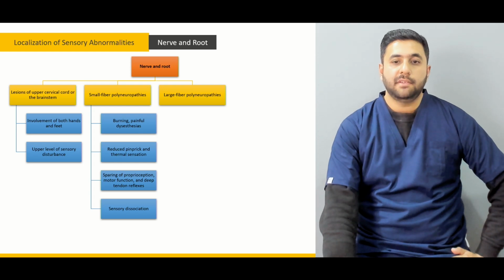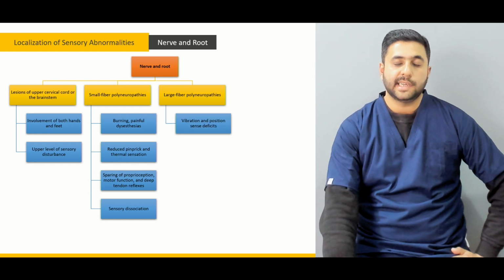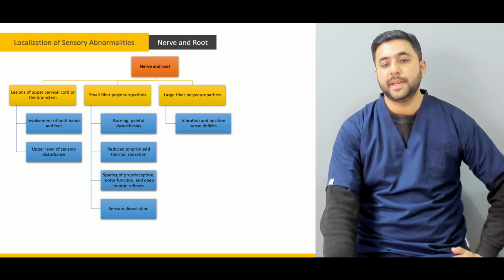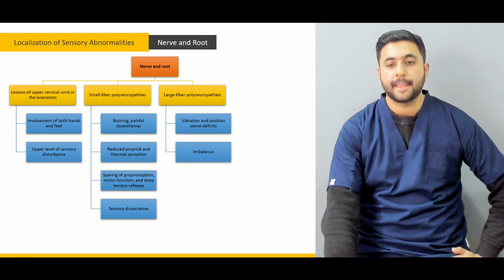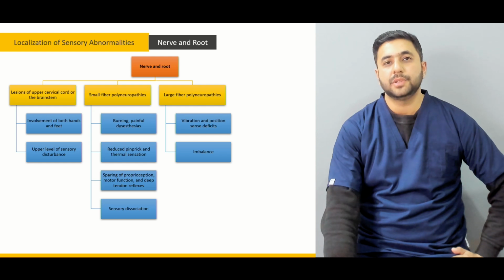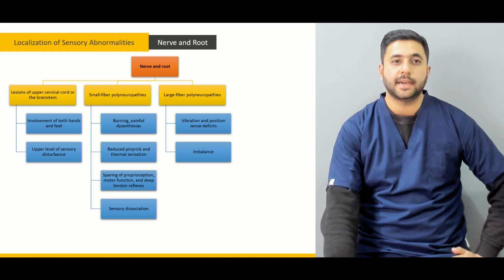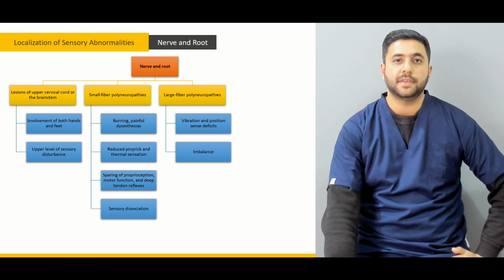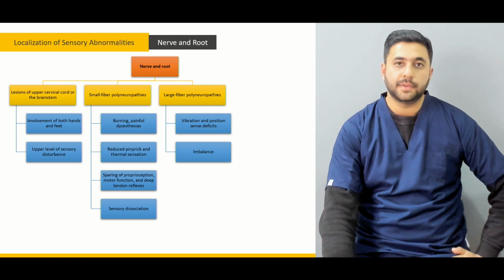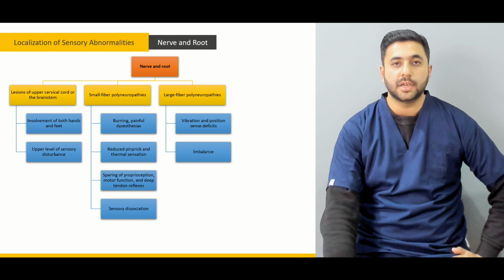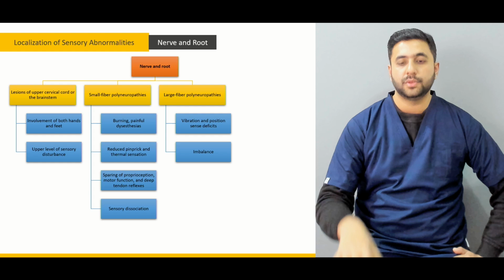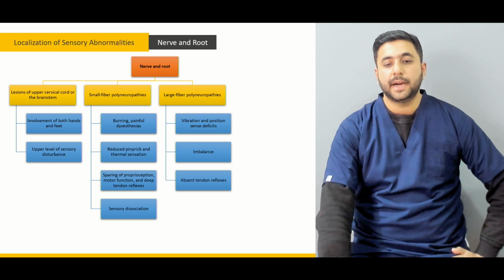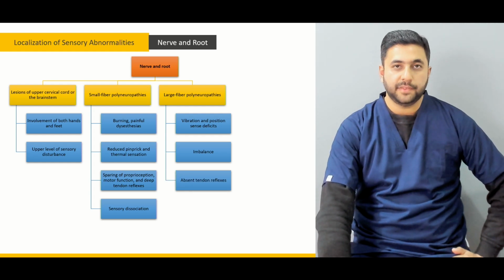Similarly, if we have large fiber polyneuropathies, which are carried in the dorsal column medial lemniscus pathway, then there will be an alteration in the vibration and position sense. There will be sparing of the pain and prick sensation. When we have a vibration and position sense deficit, this can also present as an imbalance. The patient might present with a fall, or say that I am not able to turn properly, I don't appreciate where my feet are relative to the ground. The patient might also present with absent deep tendon reflexes.